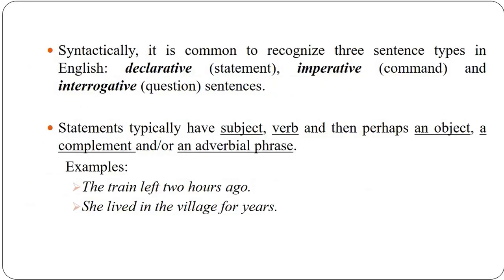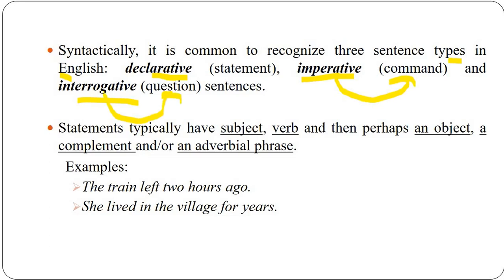So syntactically, it is common to recognize 3 sentence types in English. These are declarative, imperative, and interrogative. Declarative is a statement, declaring a statement. Imperative is the command, emir cümleleri, and interrogative is the question sentences.